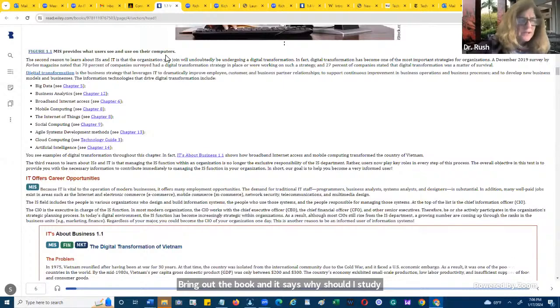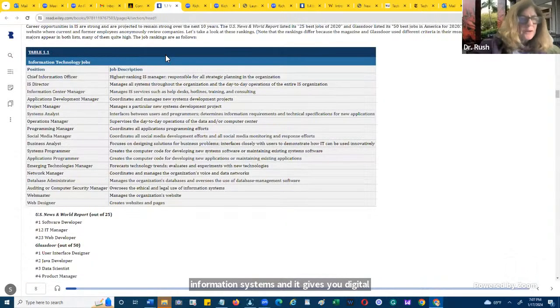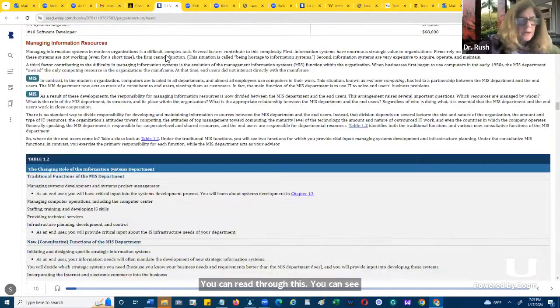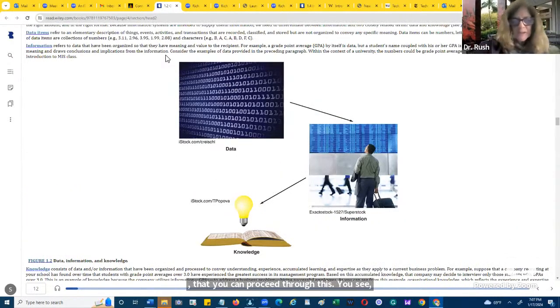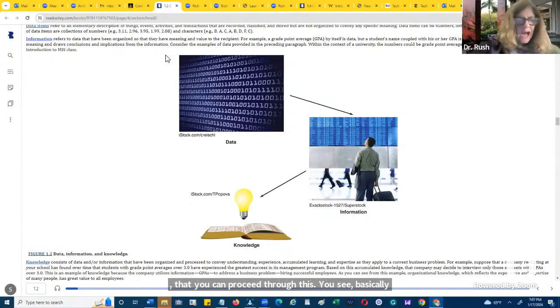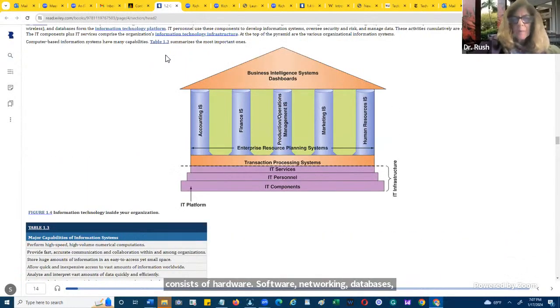It gives you digital transformation that you can get online. You can read through this and see the tables. Basically, they're trying to explain the difference between data, information, and knowledge. The parts of basic computer information consist of hardware, software, networking, and databases. Then there are procedures. You can think about business intelligence systems, and almost the idea of what an IT platform is, or information technology.